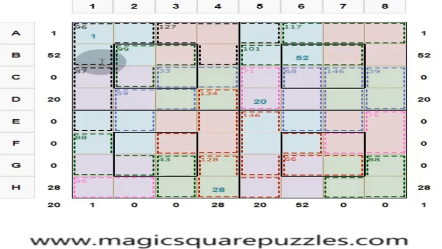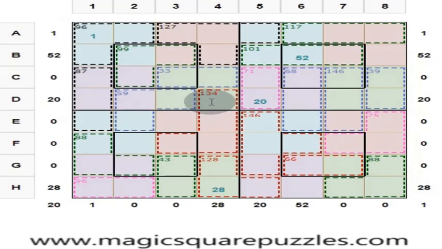Since, as I said to you earlier, it contains 8 rows, 8 columns and 2 diagonals, each row gives you a sum of 260. Each column gives you a sum of 260. And each diagonal gives you a sum of 260. This diagonal 260, this diagonal 260. So that is a general rule for an 8 by 8 magic square.